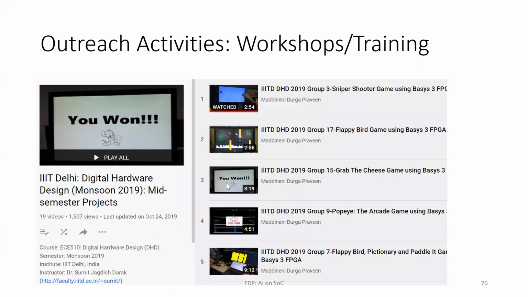During our courses, we also have students work on different projects. They develop different video games on the FPGA by writing complete Verilog code. If you are interested, you can have a look at those video tutorials. These are games developed by the students in pure Verilog on the Basys 3 FPGA boards.